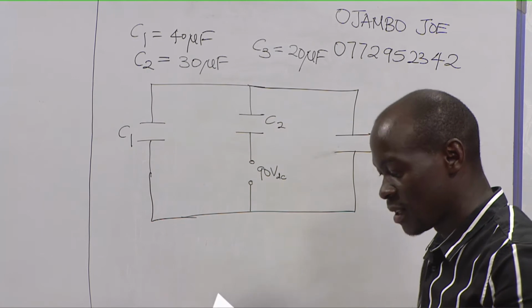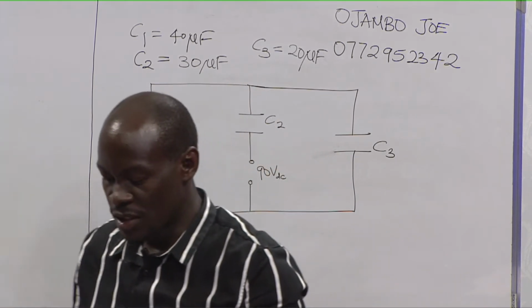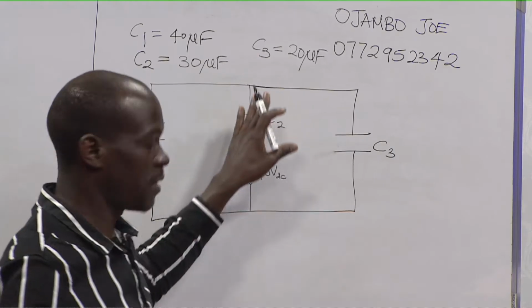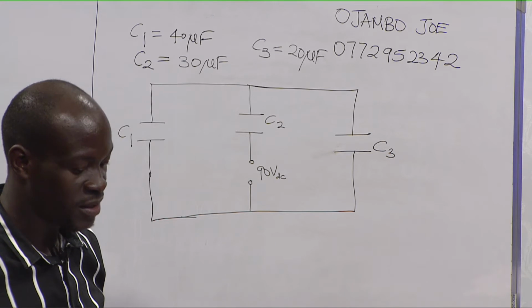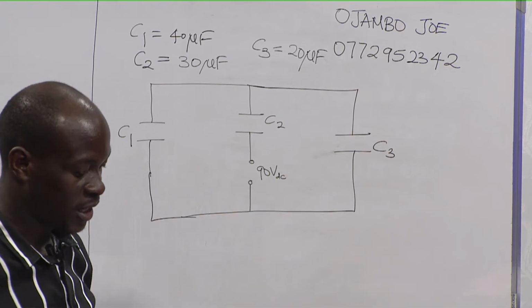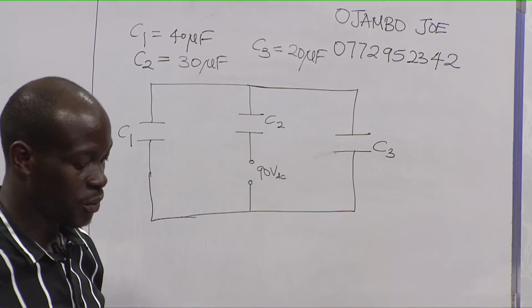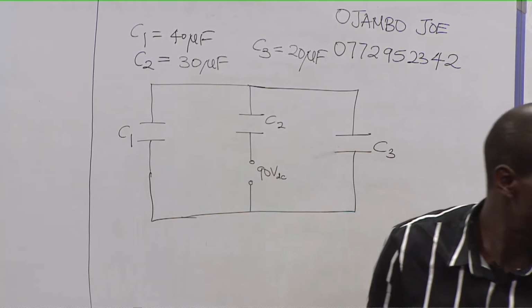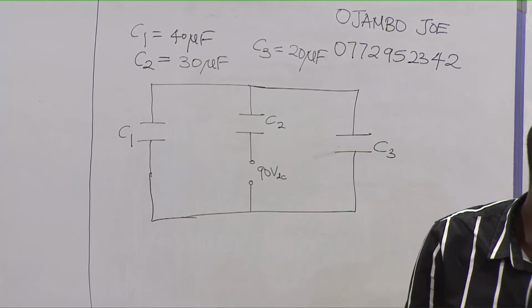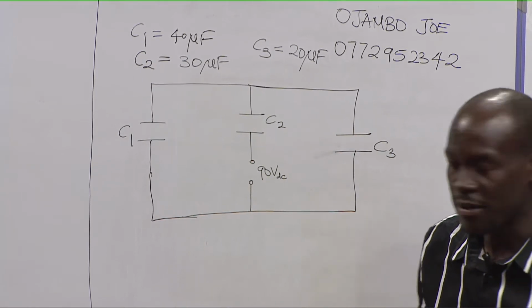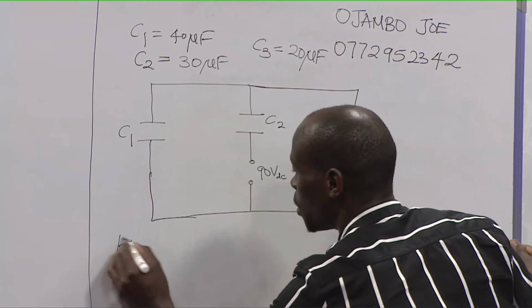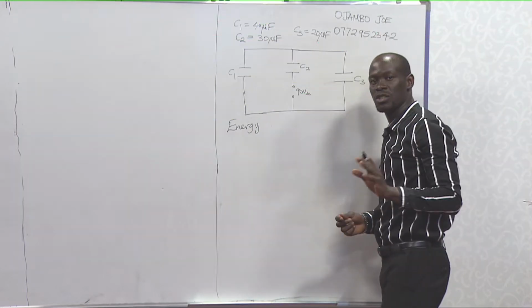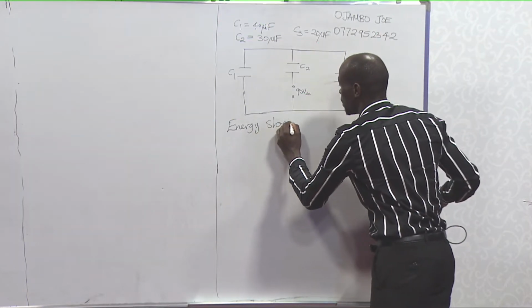Because the question said in the diagram below, C1, C2, and C3 are capacitors of capacitances 40 microfarads, 30 microfarads, and 20 microfarads respectively, with air as the dielectric. Calculate the energy stored in the circuit when all the capacitors are fully charged. If you remember, our last lesson was the energy stored.